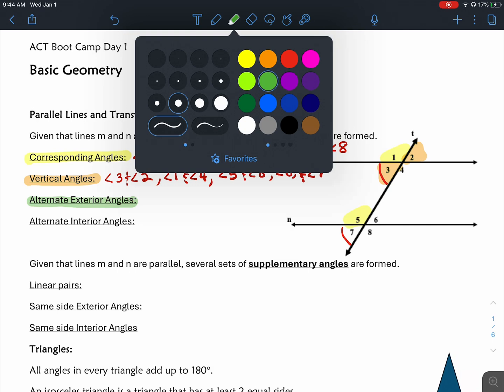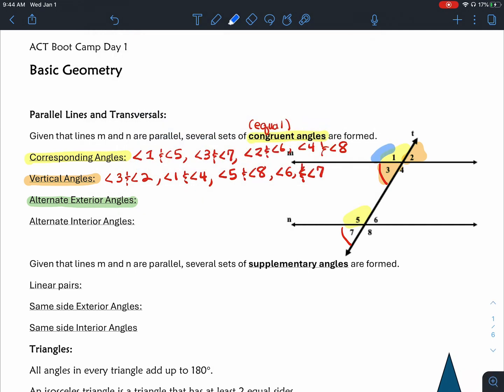So what would be an example of alternate exterior angles? That would be angle 1 and angle 8. You can see they're in the exterior, but they're on alternate sides. So let's write that down. Angle 1 and angle 8. The other set of alternate exterior angles would be angle 2 and angle 7. Those are the only alternate exterior angles.